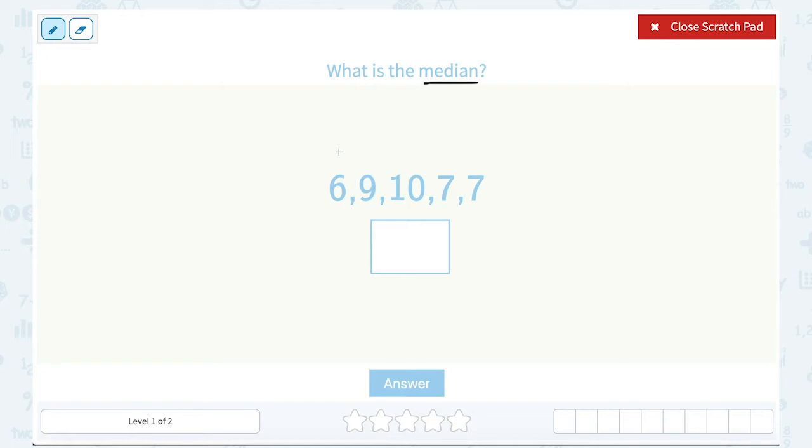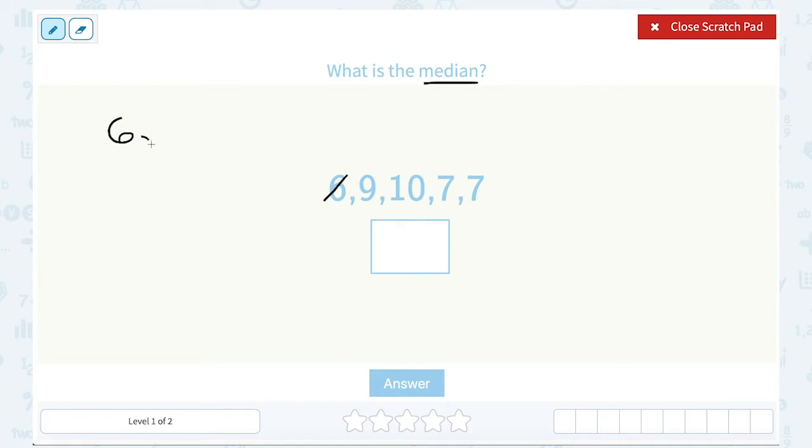If I take a look at my numbers in this list, 6, 9, 10, 7, and 7, they're not in order. So the first thing I need to do is write them in order. So my smallest number is 6, and I'm going to cross them off as I rewrite them just to make sure I don't miss anything.